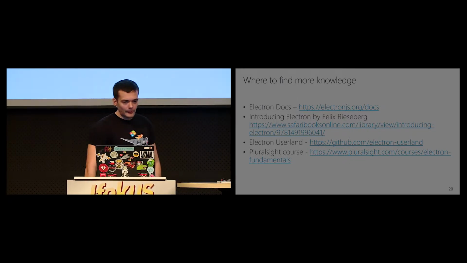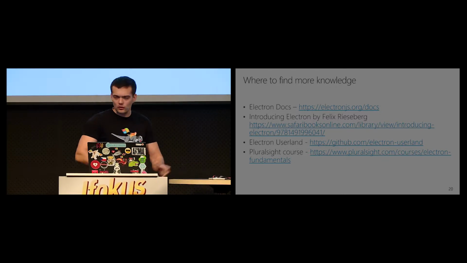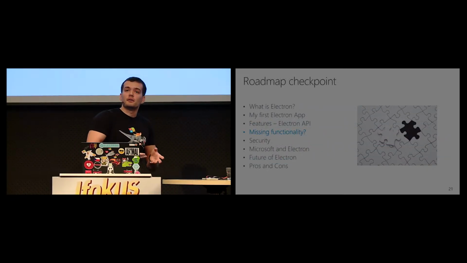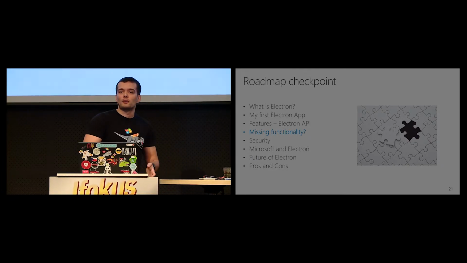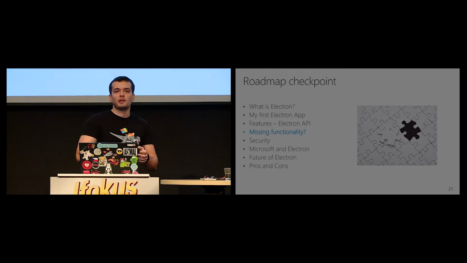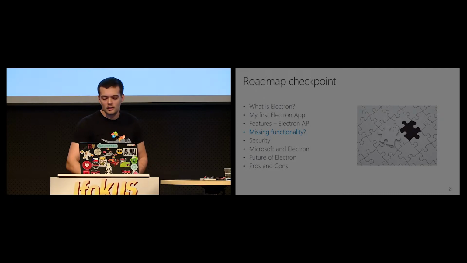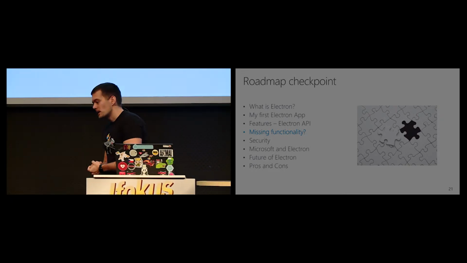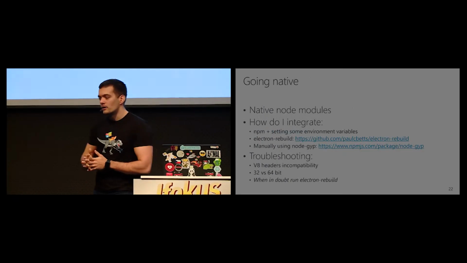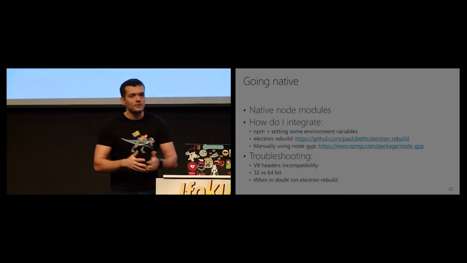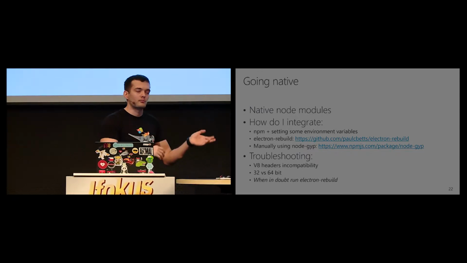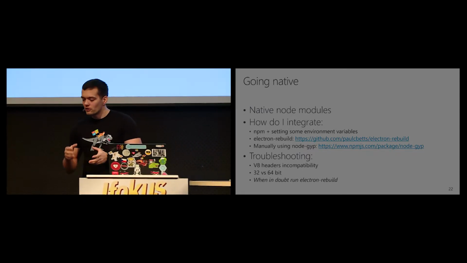So now you saw there are a lot of APIs, right? But maybe you're missing something that the Electron team hasn't implemented or cannot implement in the framework because it breaks some guidelines, let's say. So you can go native. As I talked about, you can write your own C, C++, or Objective-C native Node modules that you can run on Linux, Mac, and Windows. And how can you integrate this?